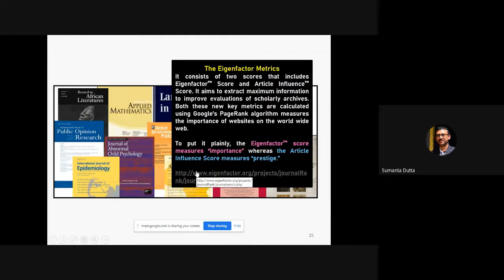Now what is the objective of this particular Eigenfactor? It tries to identify the importance, and the article influence score is used to judge the prestige of a particular journal. Eigenfactor measures the importance, whereas the article influence score measures the prestige. So Eigenfactor identifies the importance, while the article influence score tries to calculate the prestige. How will they do it? Let's have a look.